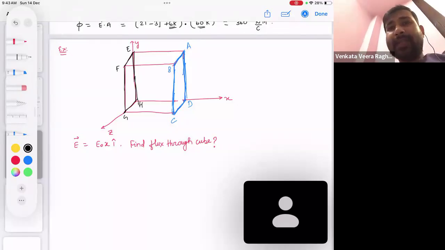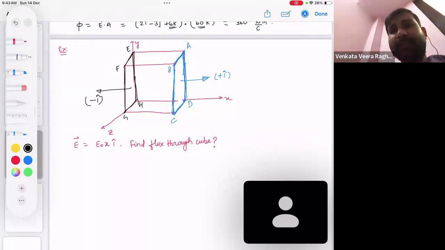So please tell me, what is the area vector for this one? Is the area vector for this one plus i cap? What is the area vector for the other one? Is it minus i cap? So chaliye, let's calculate it. What is the flux through ABCD?